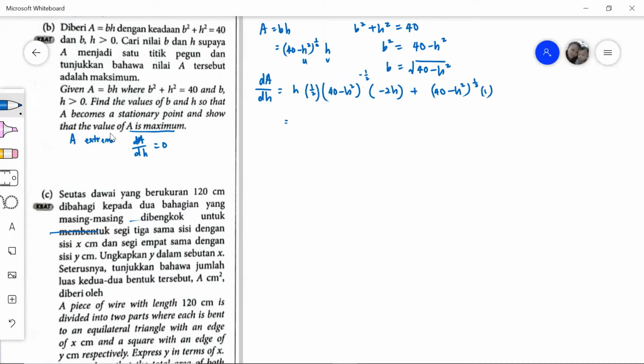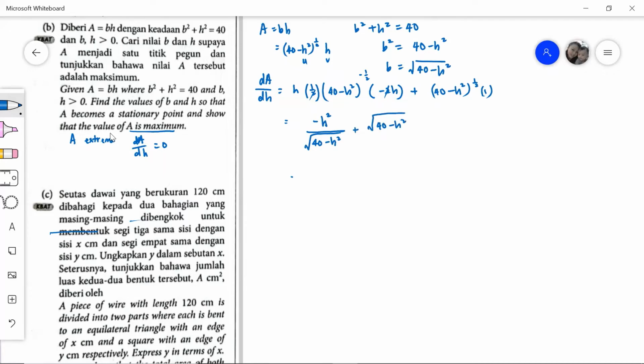Okay, let's combine this and write properly. So we have the 2 and the negative 2 here. The 2 and the 2 can be simplified. So we will have negative H squared over the square root of 40 minus H squared, plus the square root of 40 minus H squared.